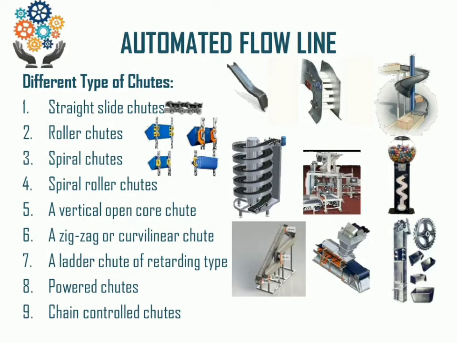There are different types of chutes. Basically, these chutes are called gravity conveyors. Gravity conveyors can move the material by gravity or by a powered conveyor. The straight line chutes are gravity conveyors.